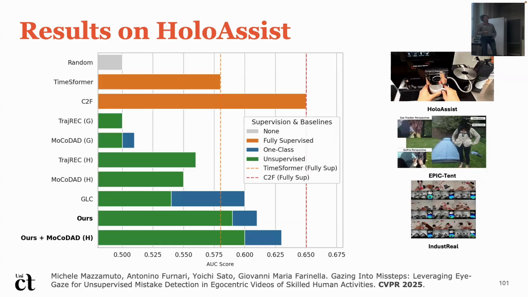And one class is a case in which at training time you only see good execution. So that means you have some knowledge that your data does not contain mistakes. We test different models and different combinations, and interestingly, when you go one class, you get very close to the supervised case. This is because in this kind of task, if you use full supervision, you may overfit the distribution of errors that you see in your training set.